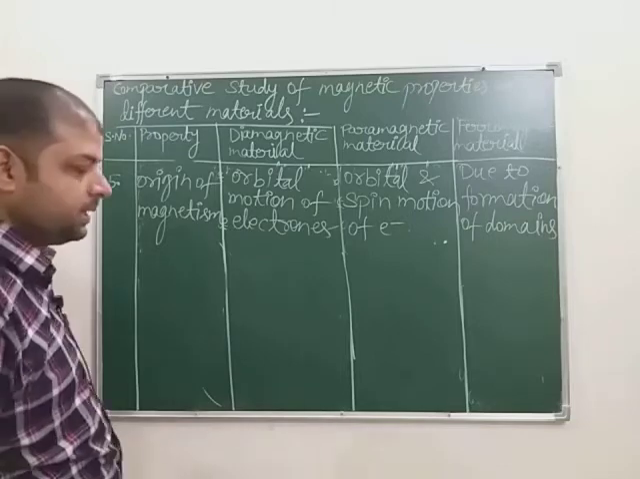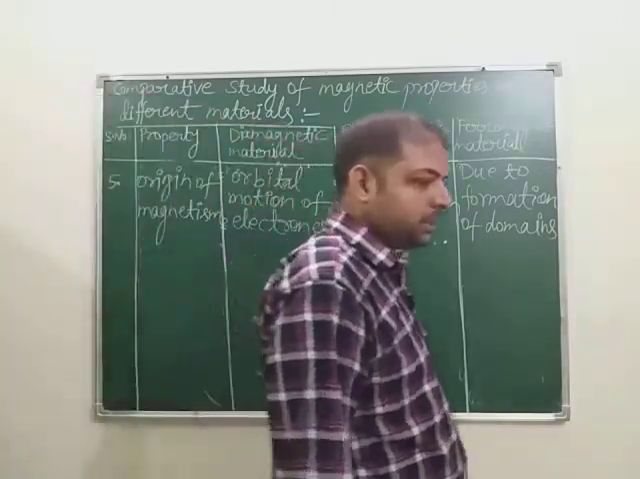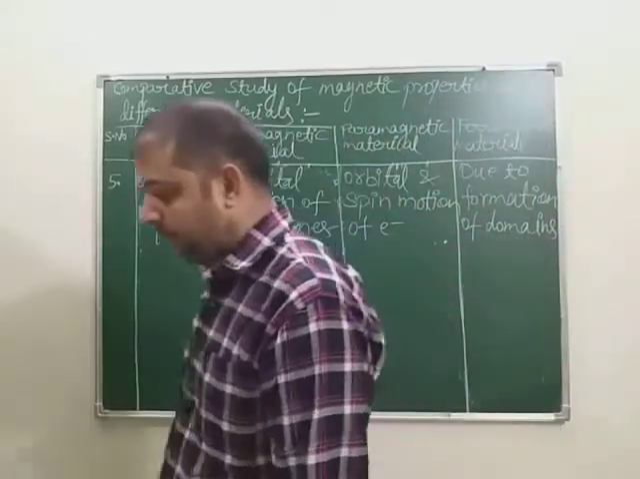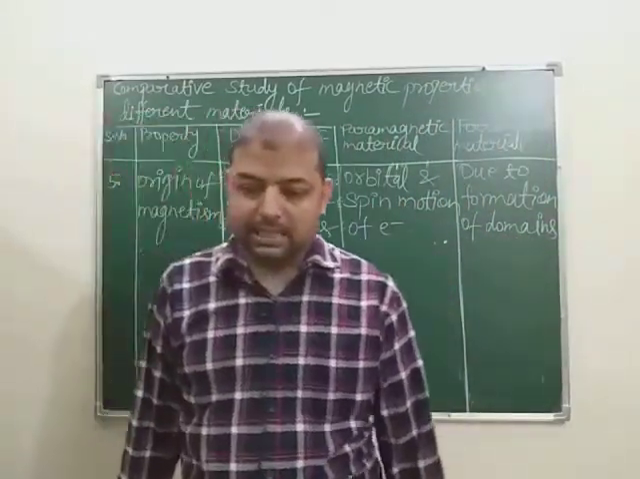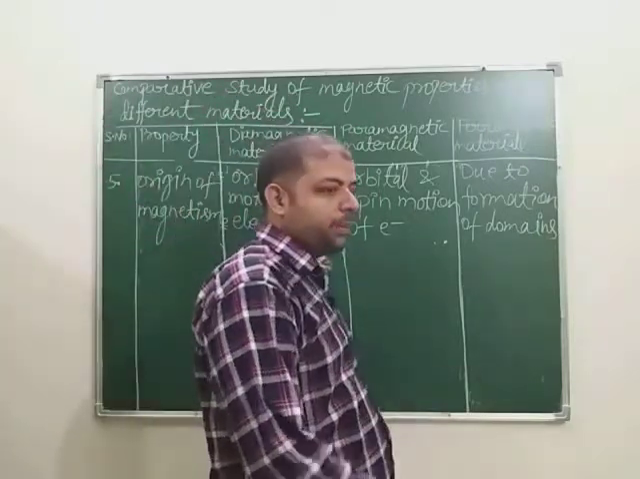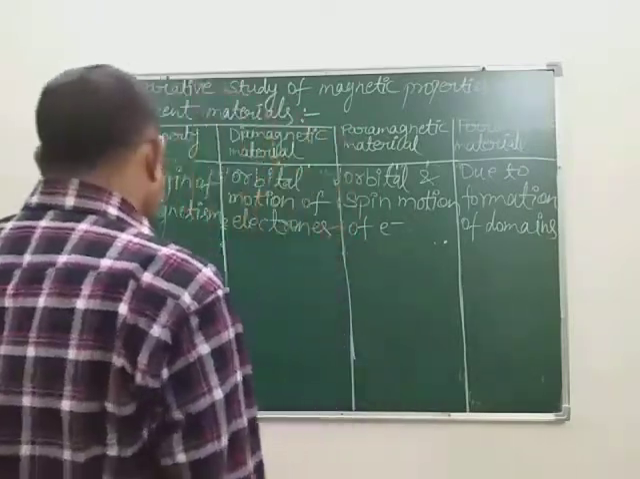In a domain, the magnetic moments of all the electrons are in the same direction, so all the electrons or dipoles align themselves in a particular direction and form what is called a domain.